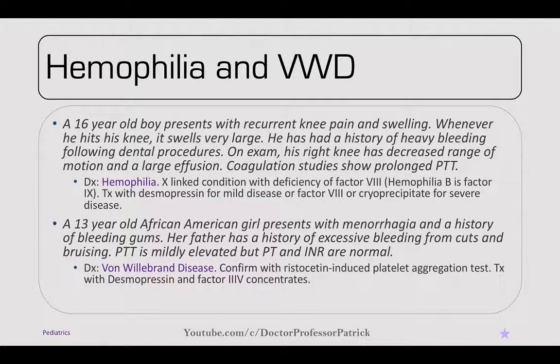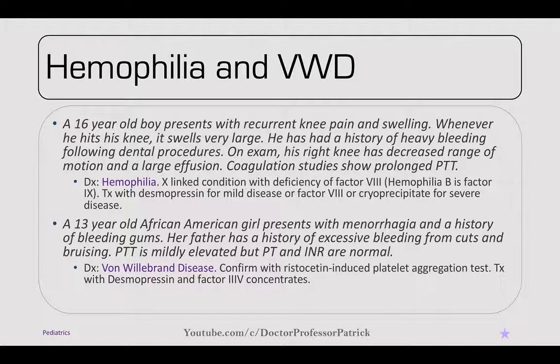So hemophilia and von Willebrand disease. There's a case of a 16-year-old boy who presents with recurrent knee pain and swelling. Whenever he hits his knee, it swells very large, and he's had a history of heavy bleeding following dental procedures. On exam, his right knee has decreased range of motion and a large effusion, and coagulation studies show prolonged PTT. The diagnosis would be hemophilia, which is an X-linked condition. It's a deficiency of factor 8. Hemophilia B is a deficiency of factor 9. Treatment is desmopressin for mild disease, or factor 8 and cryoprecipitate for severe disease.